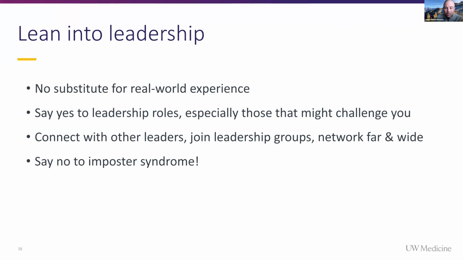I think the networking piece is really important. That is a lot of how leaders survive and grow and learn, is that they connect with other leaders and they talk about their challenges. Say no to imposter syndrome. If you feel like you're not quite ready, you probably are, and I'm happy to hype you up if you want to meet and chat.